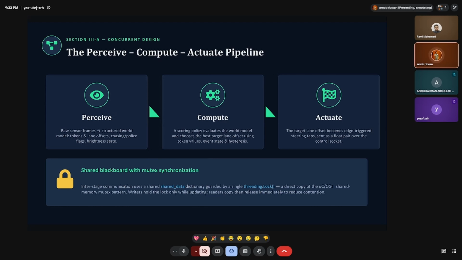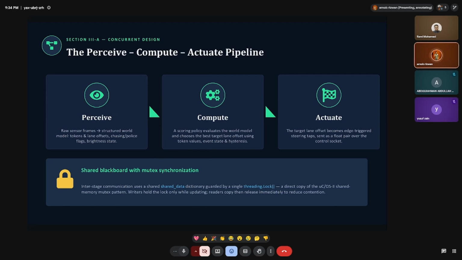So here a scoring policy looks at everything, and it decides the single best target lane to move to. It weighs the token values like green, red, yellow, and also the active event stage, and it keeps state so the car doesn't flip-flop between lanes or go backward unnecessarily. And the last one is actuate, so the target lane offset gets converted into a steering command and is sent as a float pair, steering and acceleration, over the control socket back to the simulator.